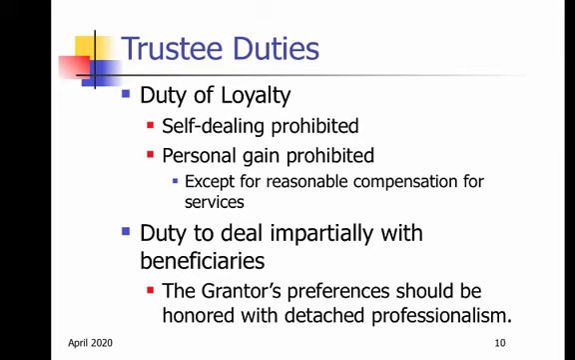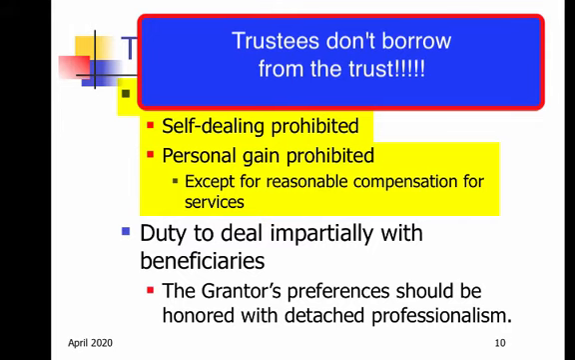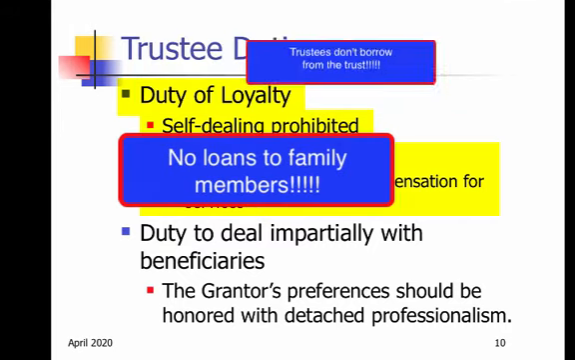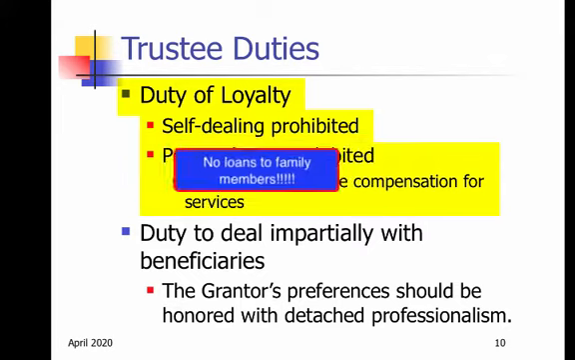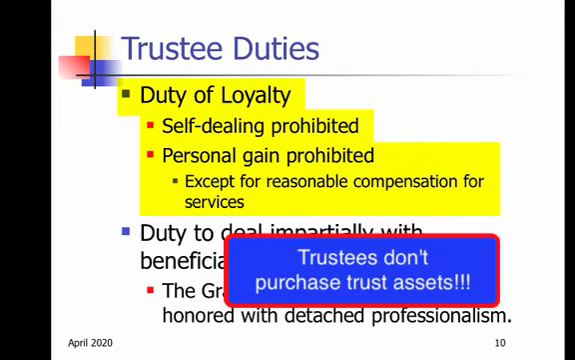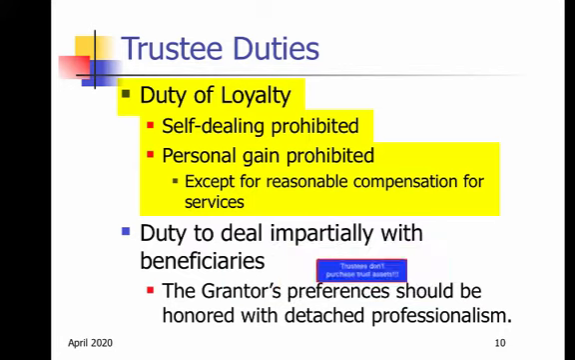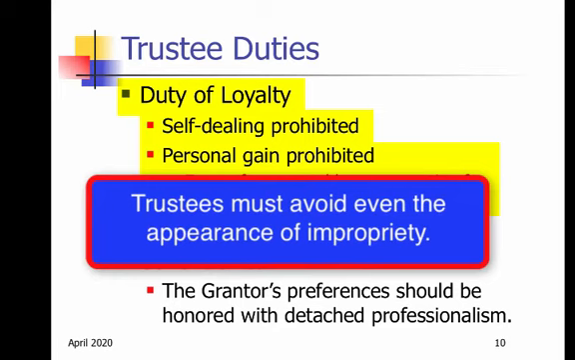First and foremost is the duty of loyalty. That's the duty that prohibits self-dealing and prohibits you as a trustee from benefiting from the trust except for reasonable compensation for your services. Examples of self-dealing include a trustee who borrows money from the trust, or who makes a loan of trust funds to a family member who is not a trust beneficiary, or a trustee who purchases a trust asset or sells a trust asset to a family member. These are classic conflict of interest situations, and trustees are supposed to be held to a very high standard, which requires them to avoid even the appearance of impropriety.